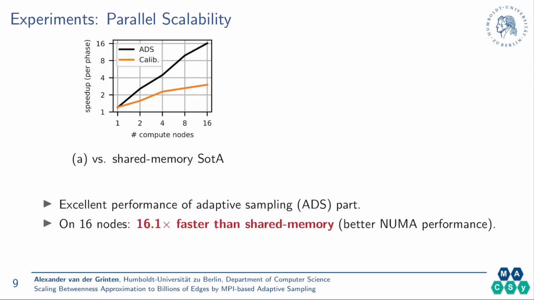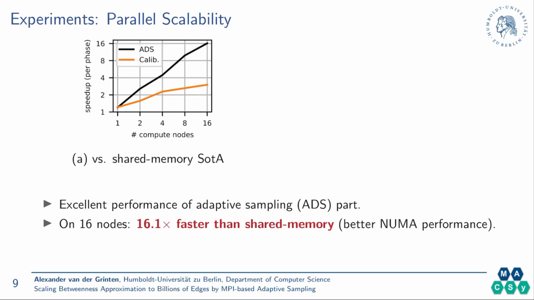Now after we've established the basic algorithm, let's look at some experimental results. The plot on the left depicts the parallel scalability with respect to the number of compute nodes over the best known shared memory algorithm. We see that the adaptive sampling phase has an excellent parallel performance. Indeed, it performs 16.1 times faster than the shared memory algorithm on 16 compute nodes. And that is because it exploits NUMA behavior in a better way.